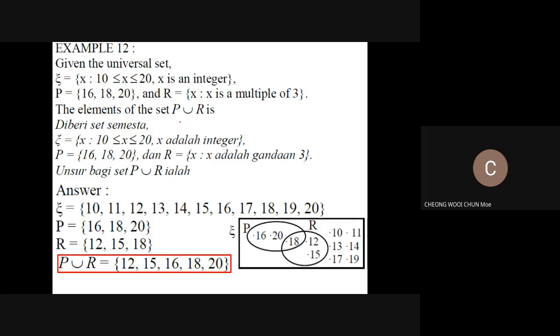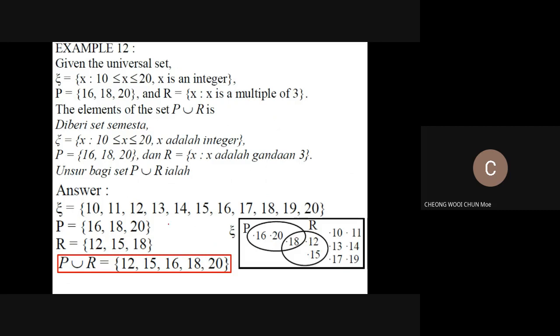Then if you want to find P union R, all the P and R, it is 12, 15, 16, 18, 20. 18 doesn't repeat twice, once only. And if you want to draw the Venn diagram, no problem. P and R have the same number 18, so 18 goes in the middle. 16 and 20 are not in R, so they are in P only. 12 and 15 are not inside P, so they are in R only.